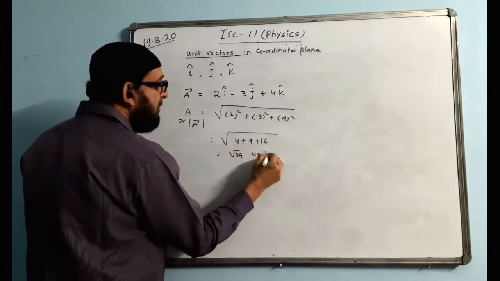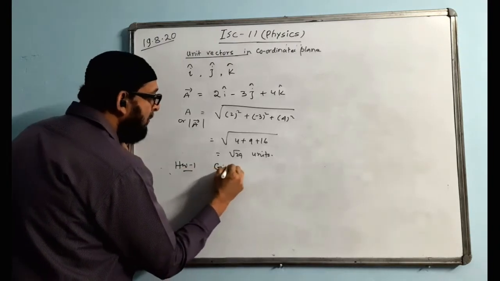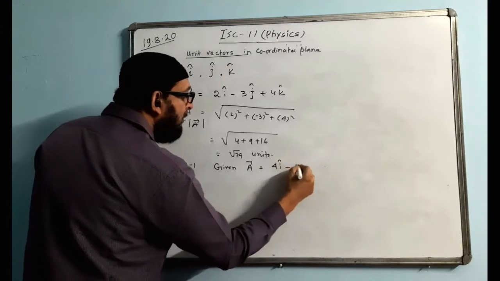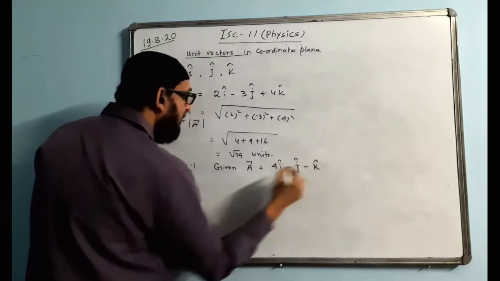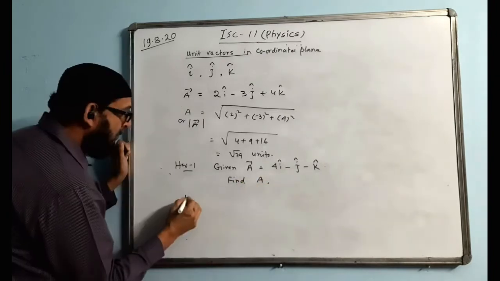Root 29 units. Take this as homework. Homework number 1: given A equal to 4i minus j minus k, find the magnitude of A.